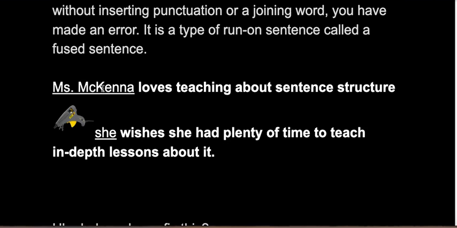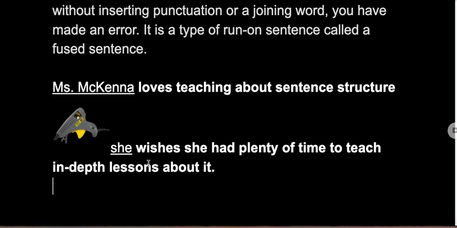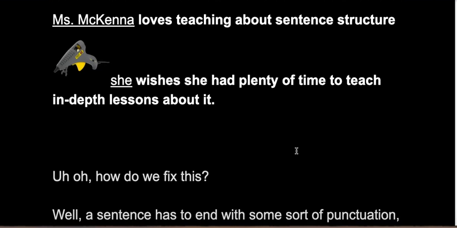And that means that you have two independent clauses. And you can see on this half, we have subject, Ms. McKenna, and a predicate, what about her? She loves teaching about sentence structure. That would make sense on its own as a sentence. But someone has glued those together. This other half says she, that is a noun, it's a person. She wishes she had plenty of time to teach in-depth lessons about it. Two independent clauses, smooshed, glued together, fused. It's an error.